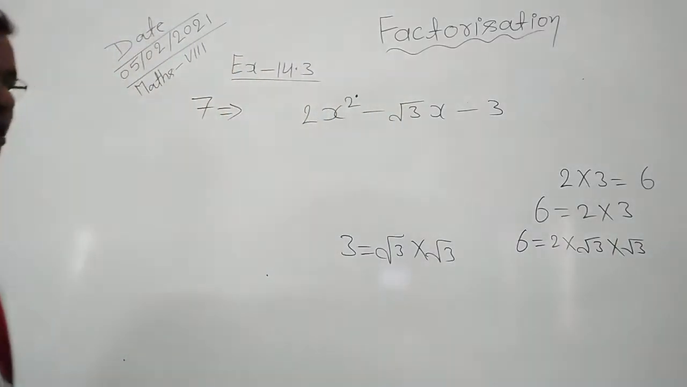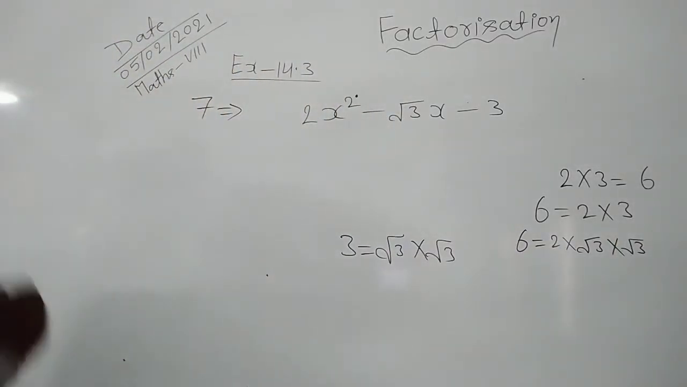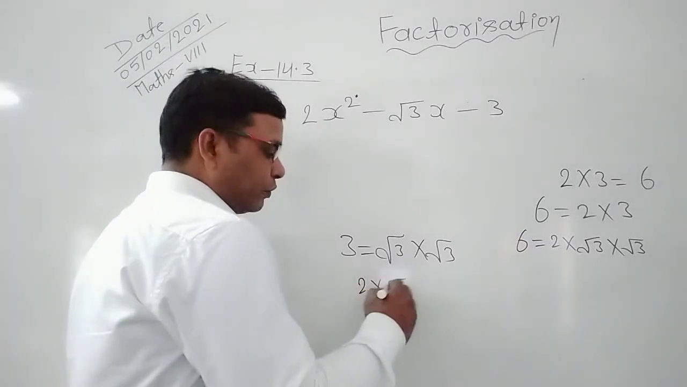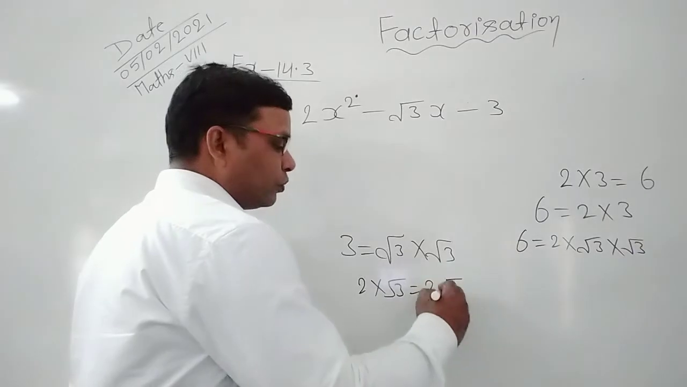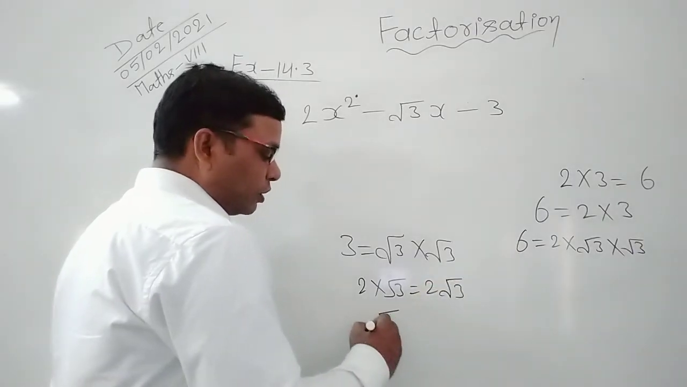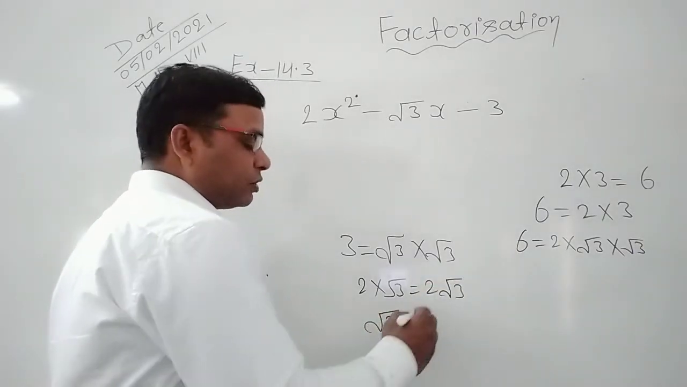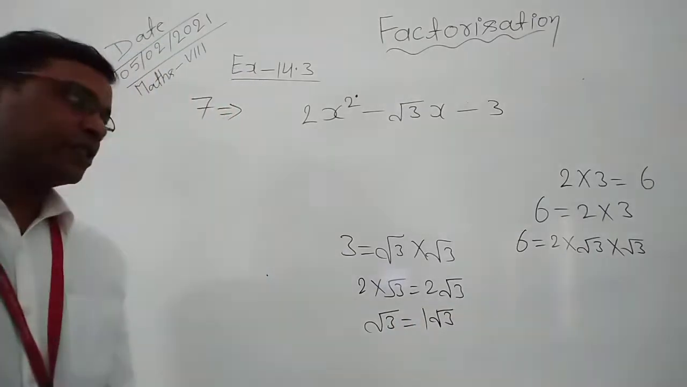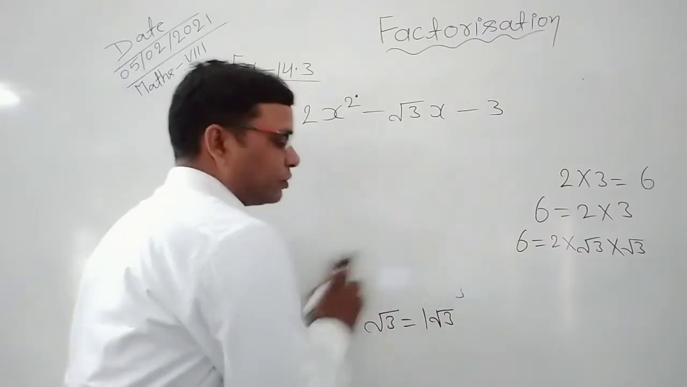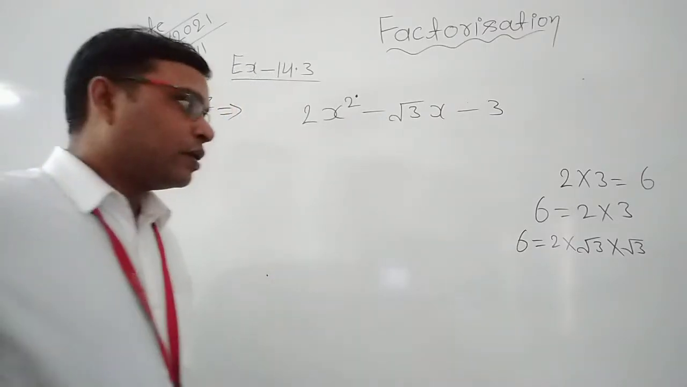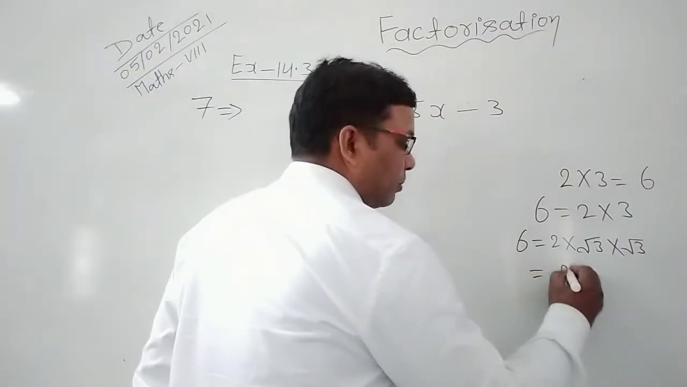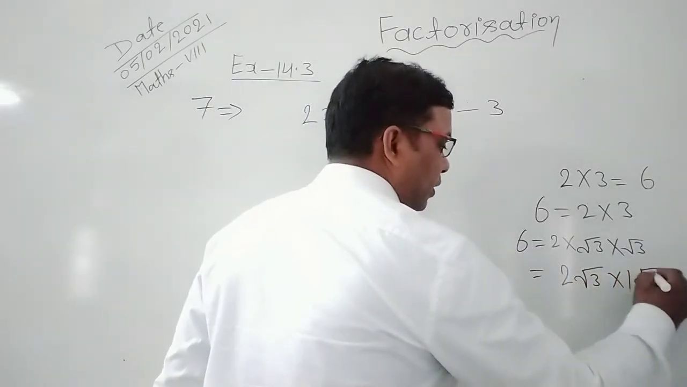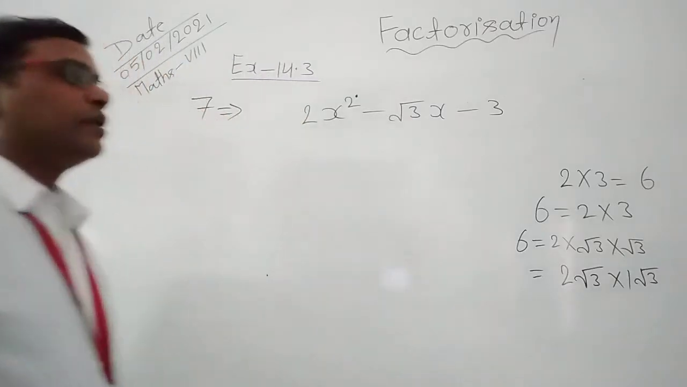This is clear. Now 2 into root 3 is 2 root 3. Only root 3 means 1 root 3. One is hiding here. So here we have 2 root 3 into 1 root 3.